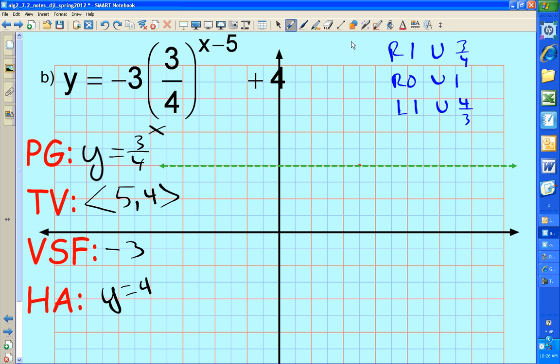This is what I'm supposed to do. Right 1 up 3/4, right 0 up 1, left 1 up 4/3. All of the ups we are going to multiply by -3, the vertical stretch factor.